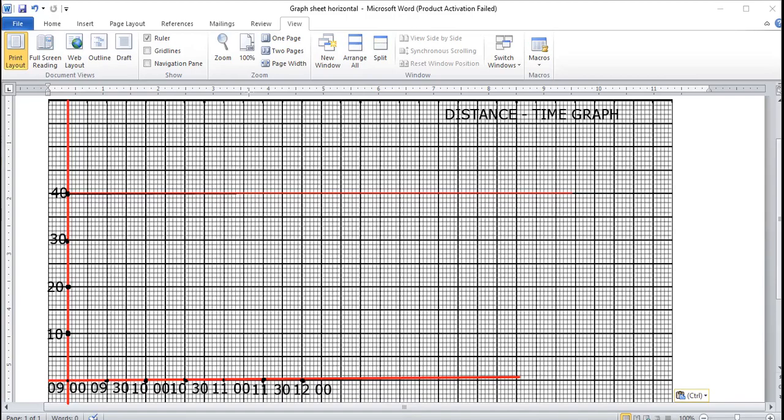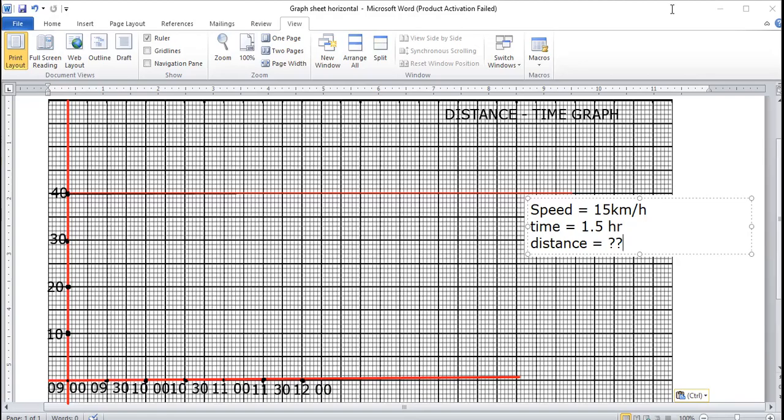So what we are seeing over here is that the speed was given. What was the speed given to us? Speed was given as 15 kilometer per hour. The time taken was from 9 to 10:30, which means 1.5 hours, and I have to see how much distance was covered in that time. This is what I'm going to find out right now.